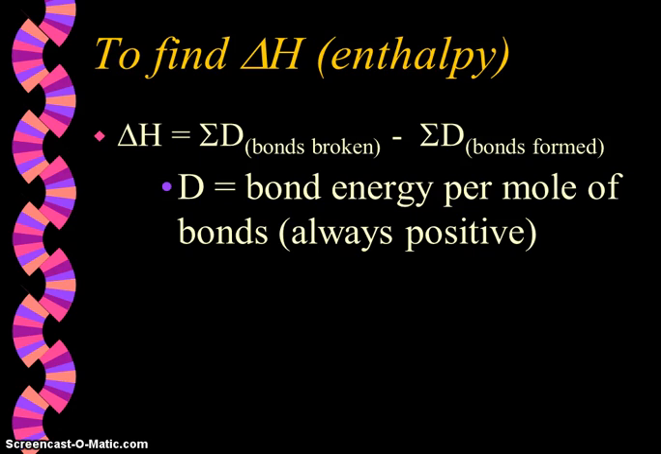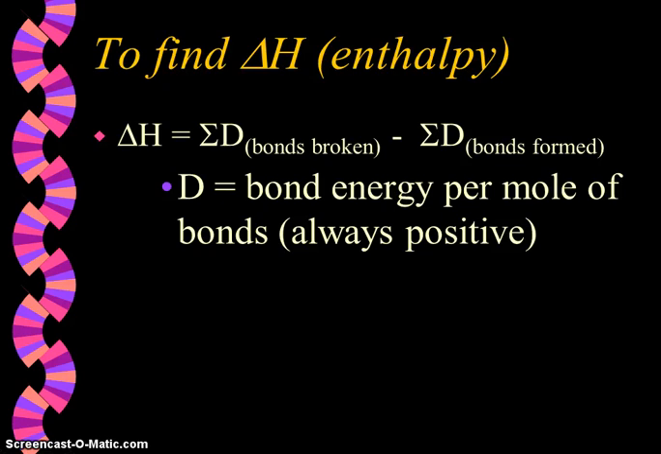So to find the enthalpy change for a particular reaction, we're going to take the sum of the bonds that are broken, and subtract it from the sum of the bond energies that are formed, and that'll give us the energy for the particular reaction.